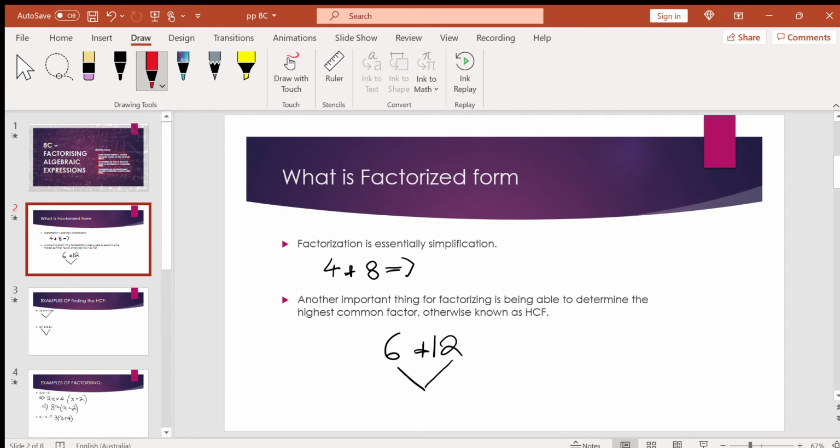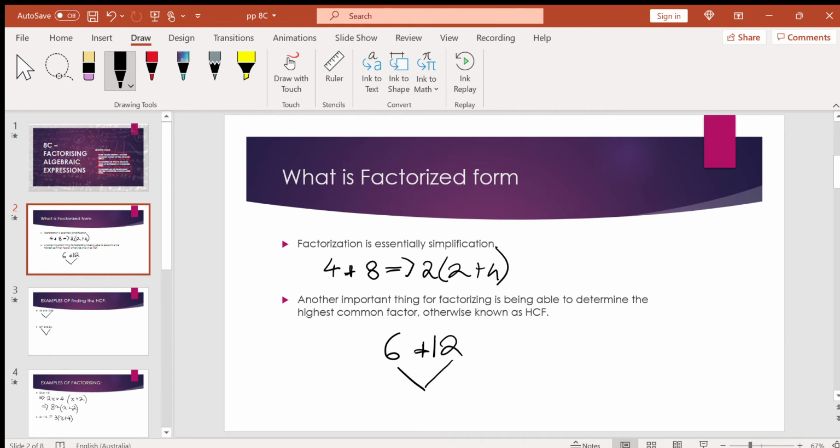Factorization is essentially simplification. This means taking out the highest common factors and putting them into brackets by reversing the process of expansion and writing the final term as a product of its factors. Therefore, we take out the common term between these two numbers, which is 2, and we rearrange it into brackets, 2 plus 4.